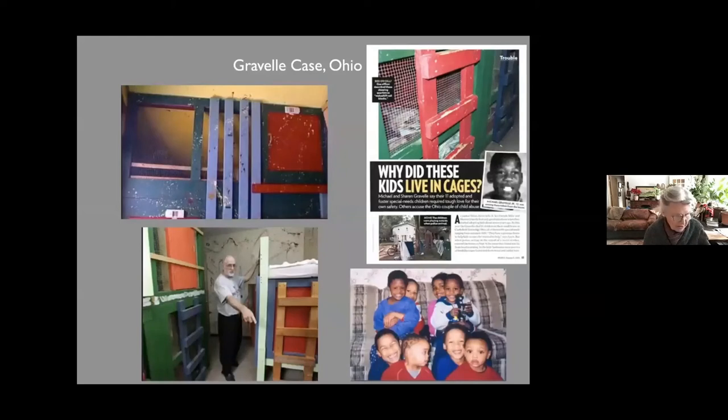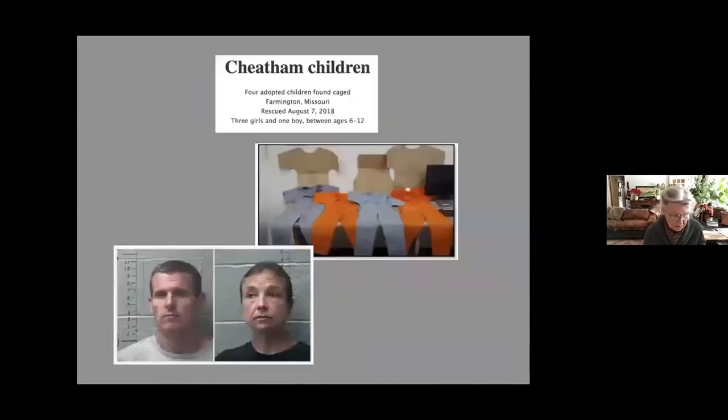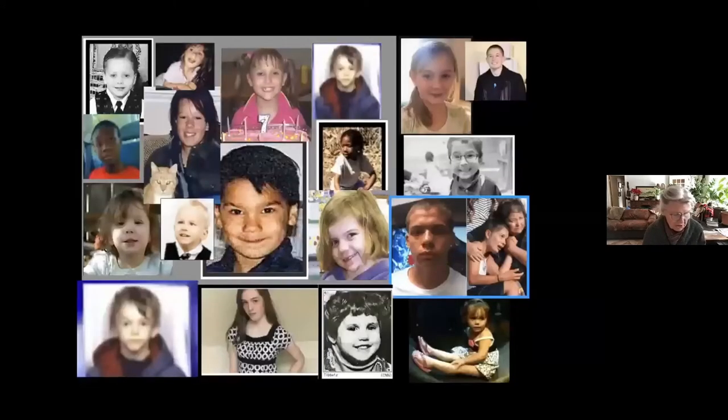This couple started a support group for parents of children with attachment disorder. They were found keeping their four children in plywood cages. The mother had made child-size prison uniforms for them.